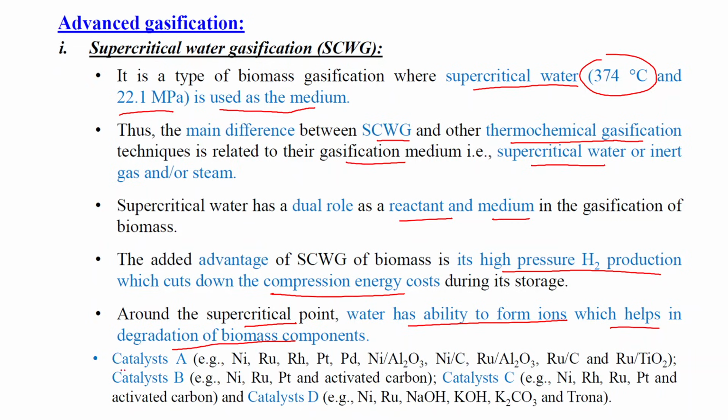There are different catalysts which are used in this supercritical water gasification, and they are classified here: nickel, ruthenium, rhodium, palladium, platinum, then nickel on alumina, ruthenium on alumina, and nickel on carbon. Various types of catalysts are used along with high temperature and pressure.